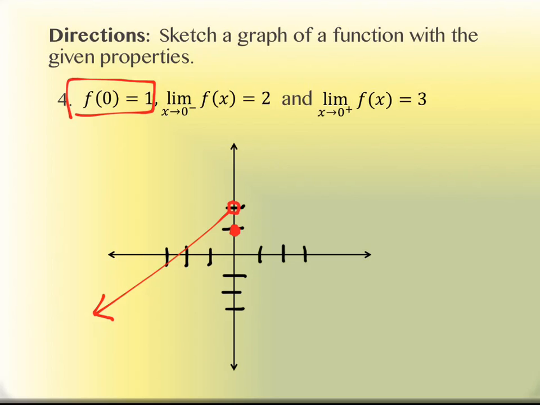All right, the other one says I'm supposed to be getting close to the y value of 3 from the right. So what am I going to do? Open dot at 3, you got it. And what am I going to do on the right-hand side of that? Whatever you want. So there we go.